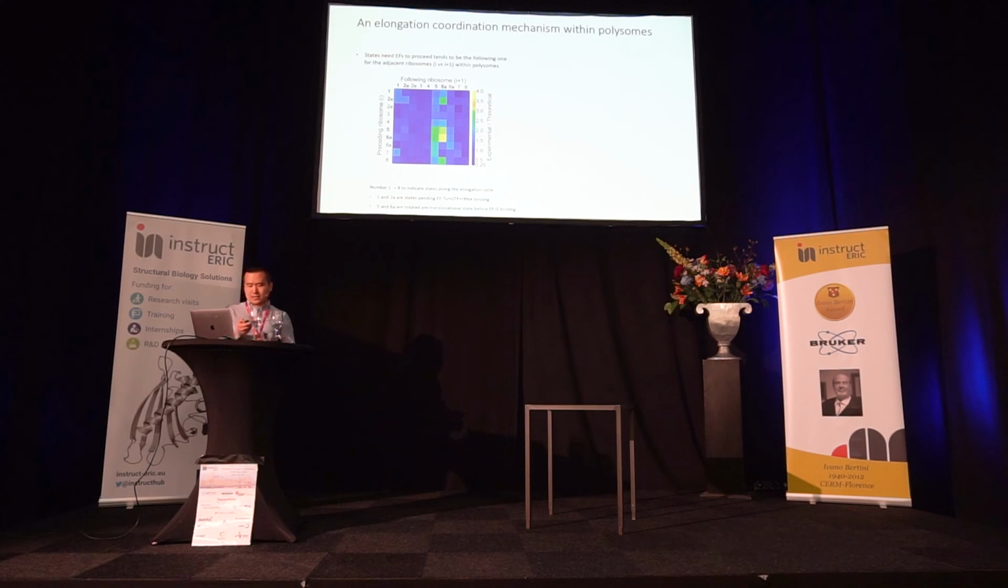That means states that require elongation factor, especially EFG, to bind are more likely to be within the following ribosomes. As these states 5 and 6 are stated, they require EFG binding to proceed. And also we found that this effect is more significant especially for tightly packed neighboring ribosomes within the polysome.